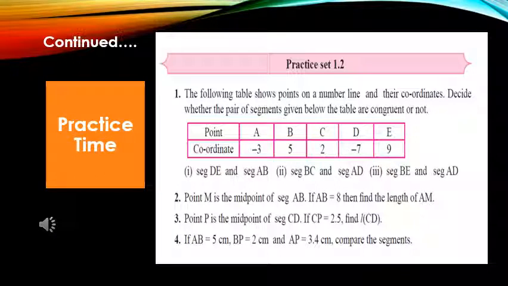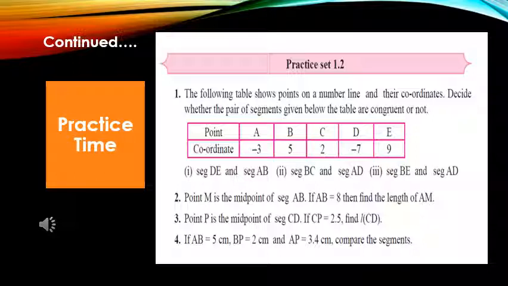We'll start with question 3. Point P is the midpoint of segment CD. If CP is 2.5, find CD. So your point P is the midpoint of CD, means point P is dividing CD into two equal halves. Now CP is already given to us, means half of segment CD is given to us. Therefore, the measurement of CD will be CP plus PD, which is 2.5 plus 2.5, which gives me 5.